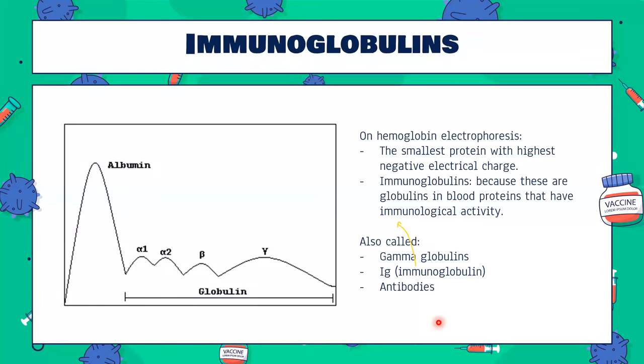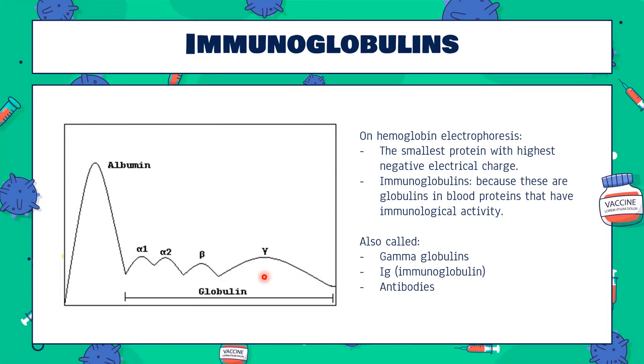And the reason why I said Y or gamma is because it can also be called a gamma globulin, an immunoglobulin, or an antibody. So if you see any of those names, it means the same thing. Now, why were they actually called gamma globulins? Obviously, not because of their structure, that would be too convenient.